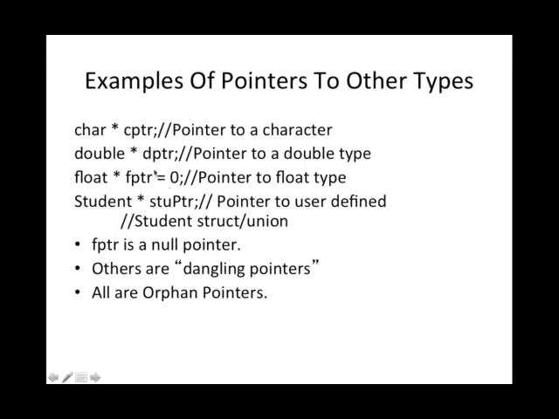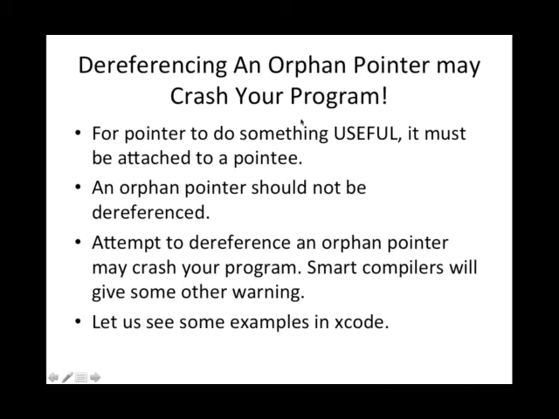This is a null pointer. All others that do not have 0 on the right are dangling pointers. All are orphan pointers. Do not dereference an orphan pointer, that may crash your program. We'd like to show you a video about that, a Binky video. I'll do that in the class, Stanford video, what kind of program crashes can happen.